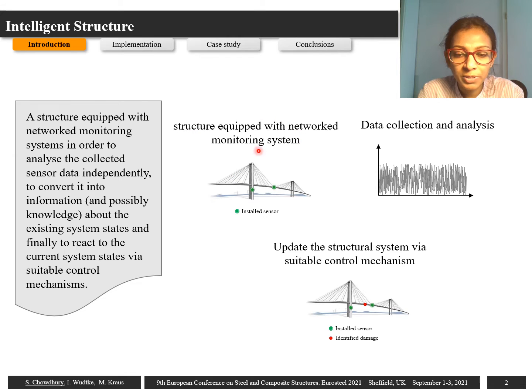Let's consider we have a structure which is equipped with a network monitoring system. We retrieve the data from the measurement system, analyze the data, and try to convert the data into some information and possibly knowledge. And then we can update the structural system by considering the current damage state of the structure or the current material model of the structure. For example, if any flaws or cracks are identified, or how the material model has been degraded. So for further life cycle assessment, we will take into account the degraded material model and the identified damage in our design procedure, which is different from our initial design state. And to include the information from the measurement system in our further design state is the essence of an intelligent structure.